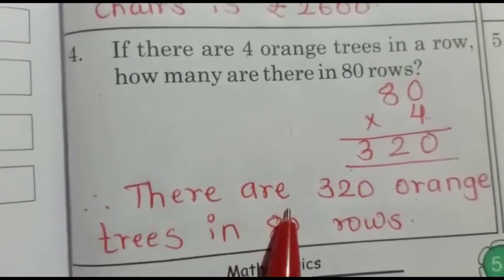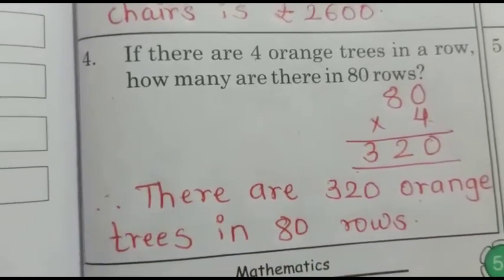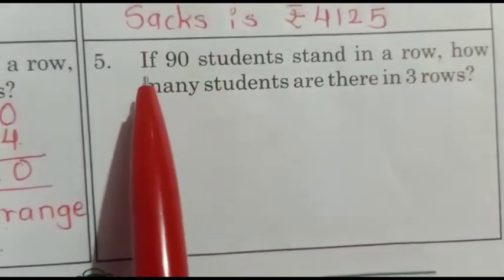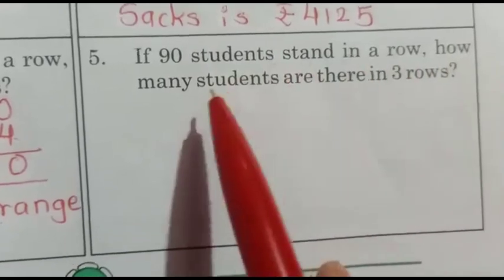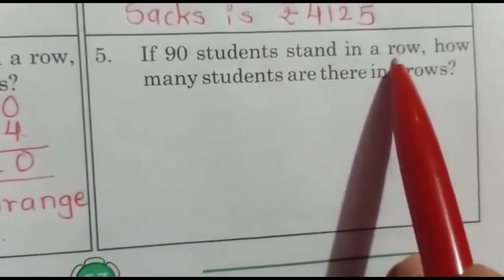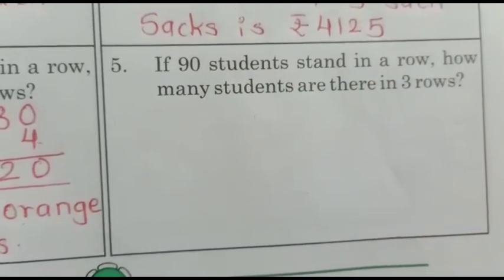Therefore there are 320 orange trees in 80 rows. Now students, see here fifth one is: if 90 students stand in a row, how many students are there in 3 rows?